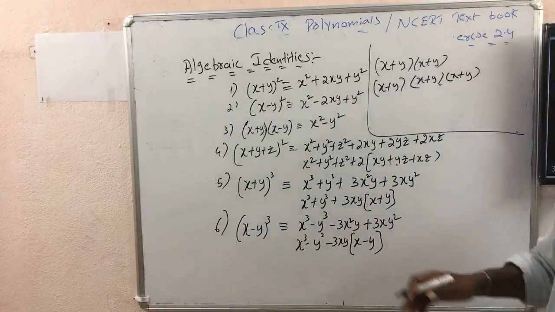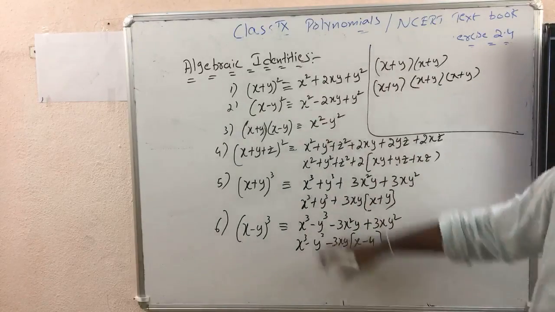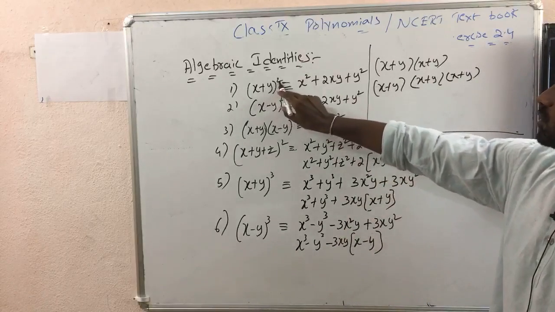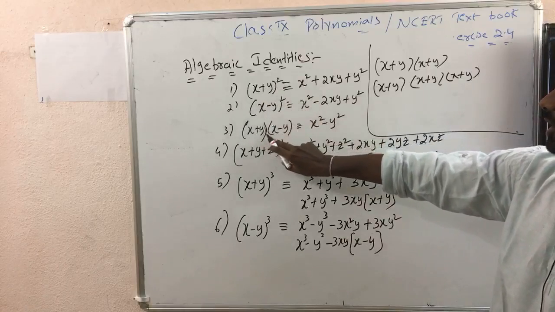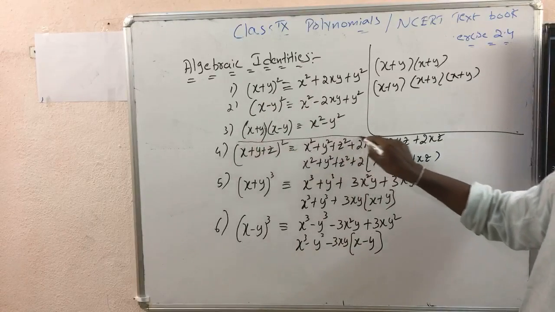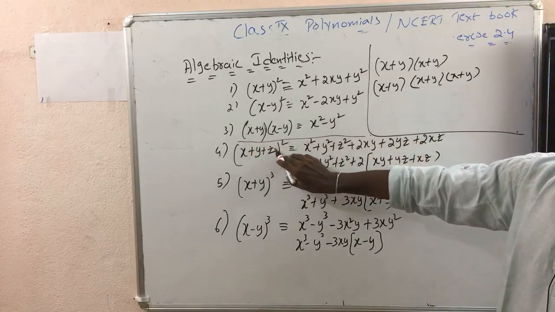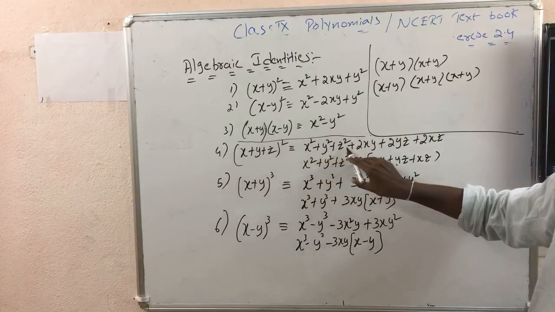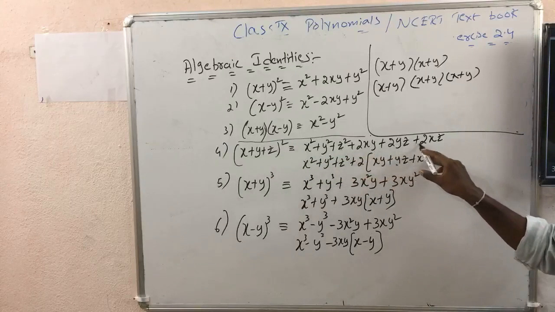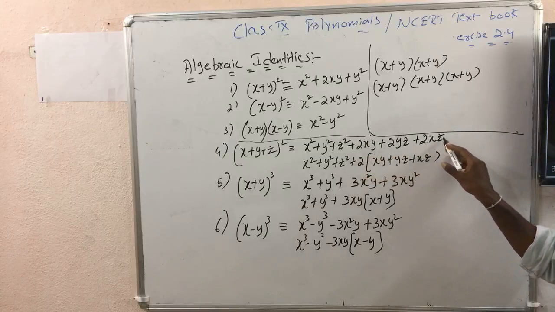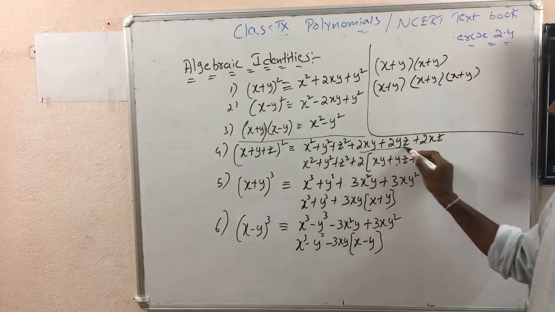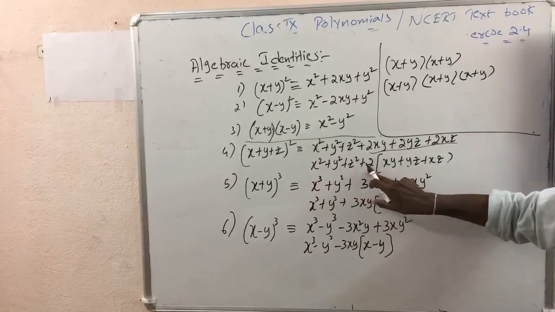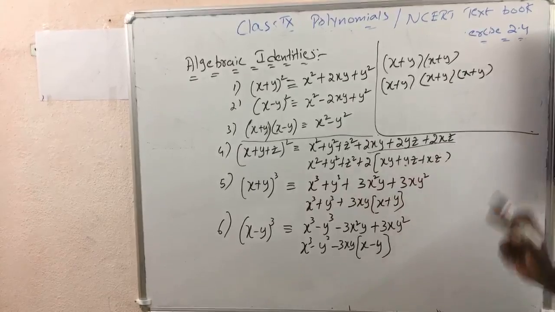See, these are the identities, that means formulae. You already know about x plus y whole square, x minus y whole square, and x plus y into x minus y. From here, check once: x plus y plus z whole square equals x square plus y square plus z square plus 2xy plus 2yz plus 2xz. In these three terms I am taking 2 common, so x square plus y square plus z square plus 2 into xy plus yz plus xz.